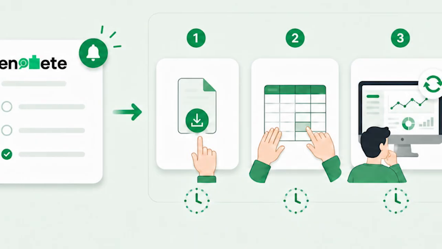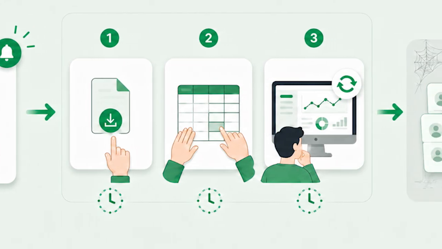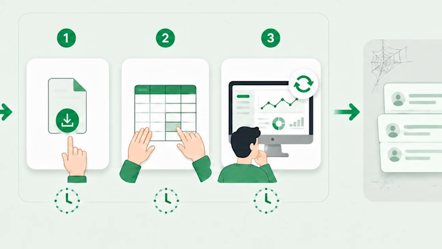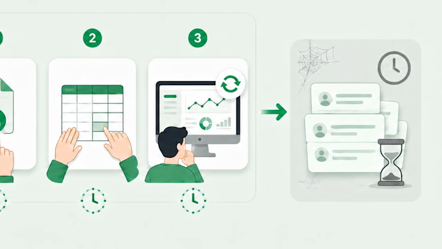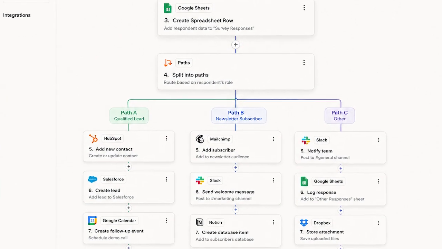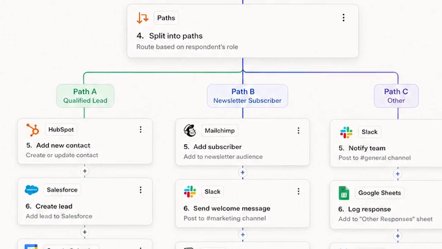Collecting a survey response is only the beginning. If you still export responses manually, copy information into spreadsheets, or repeatedly check your survey dashboard, valuable feedback can sit untouched for hours or even days. With Enquete and Zapier, every completed survey response can automatically trigger an action in another application.